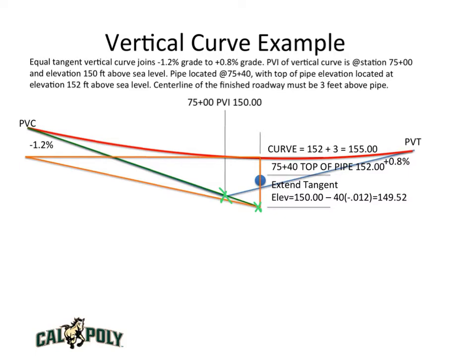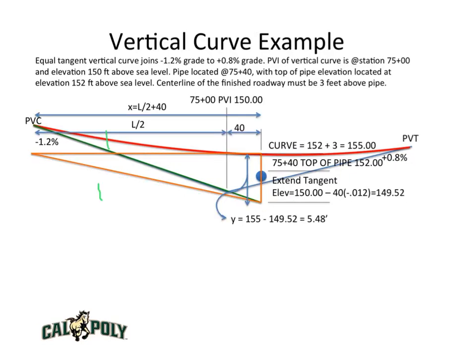So I've also drawn this orange triangle here, like this. So it intersects the curve at its finished location, and actually, if you notice, we know this total distance. So we're going to use that knowledge of the triangle in order to solve. So I've added a few labels to the diagram now. So what I'm calling y is the distance between the finished roadway at 155 and the elevation on the extended tangent at 149.52. So I just calculate that the value of y is 5.48 feet.